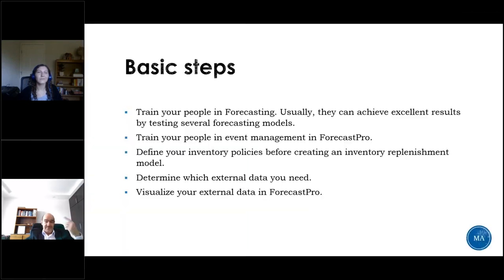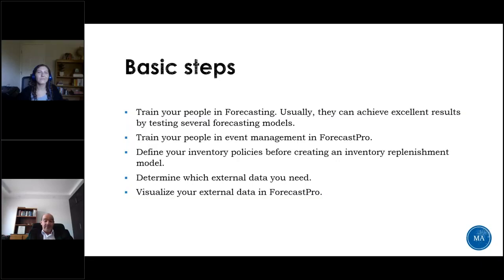Basic steps. First one, train your people in forecasting. People are the key here. They have always been the key, and I think will always be the key. Usually they can achieve excellent results testing several forecasting models. What I'm talking about is you can try the expert selection in ForecastPro. It's awesome, but sometimes for very tough demand patterns, you can click on some other forecasting models, and maybe you will have a very pleasant surprise.